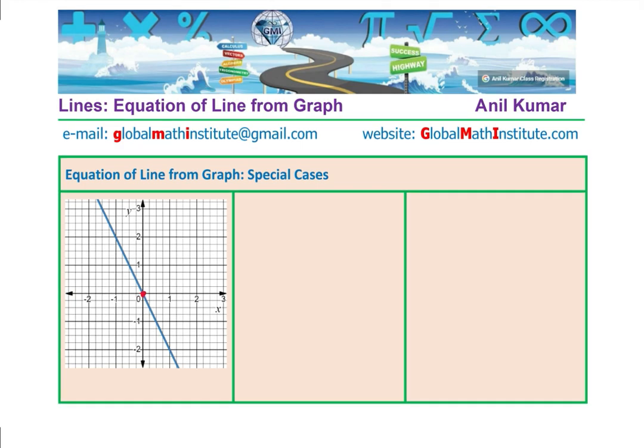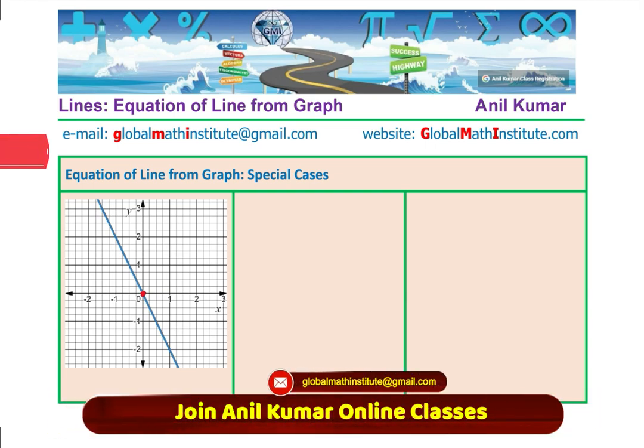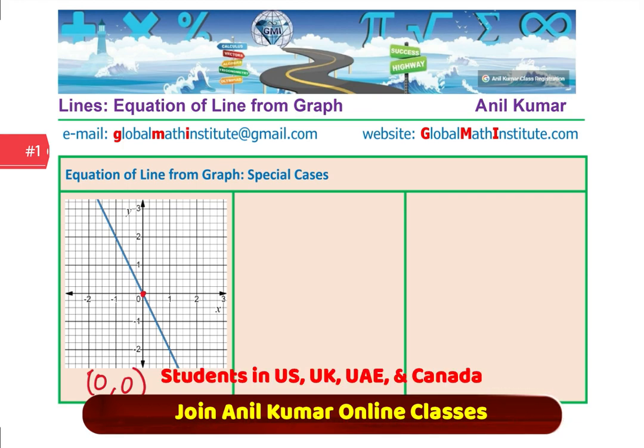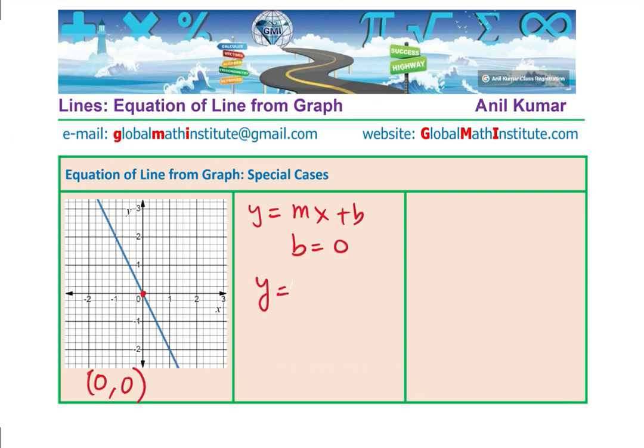This diagonal line, which represents direct variation, goes through the origin, right? So we know it goes through the origin, let's say 0, 0. Since it goes through 0, 0, the y-intercept is also 0. So in the equation y equals mx plus b, b is equal to 0. So I can write this as y equals mx. So we have to find the slope.